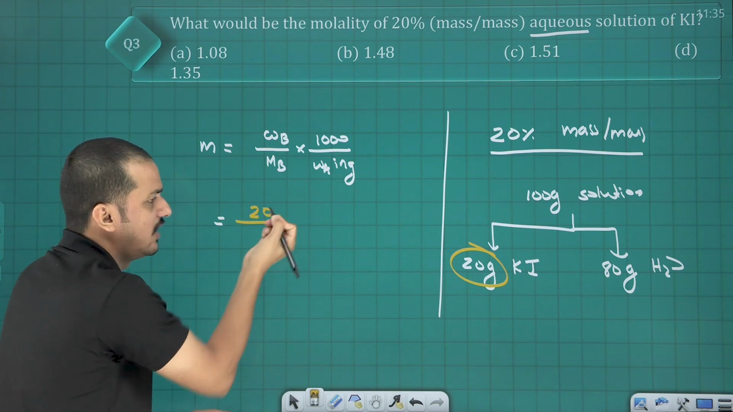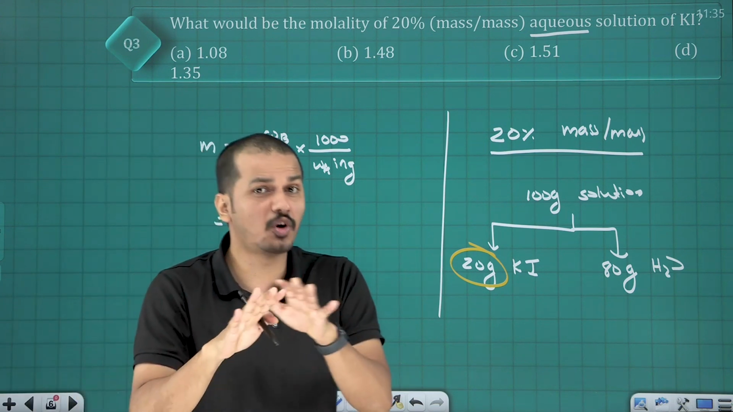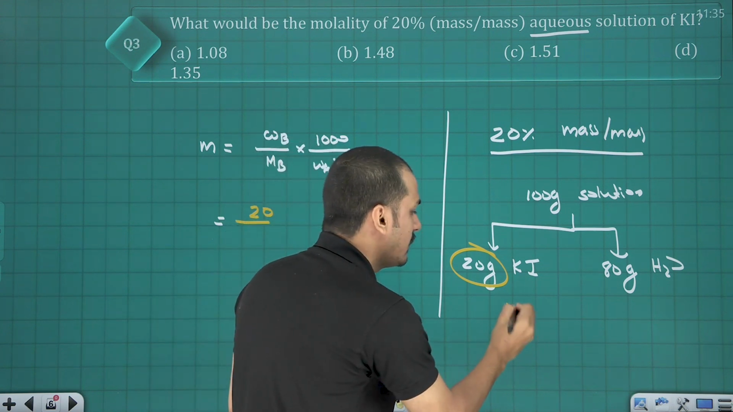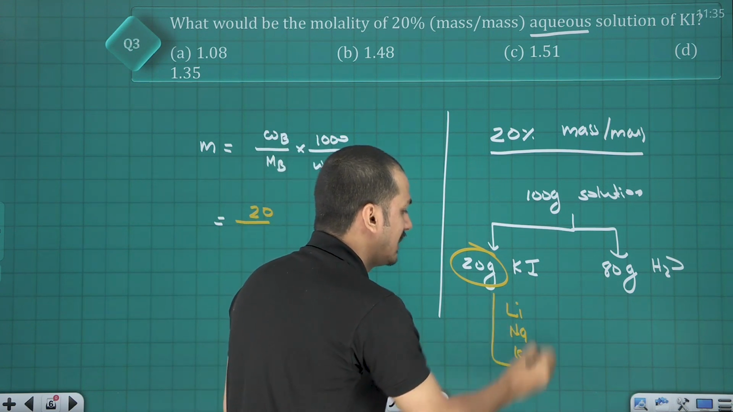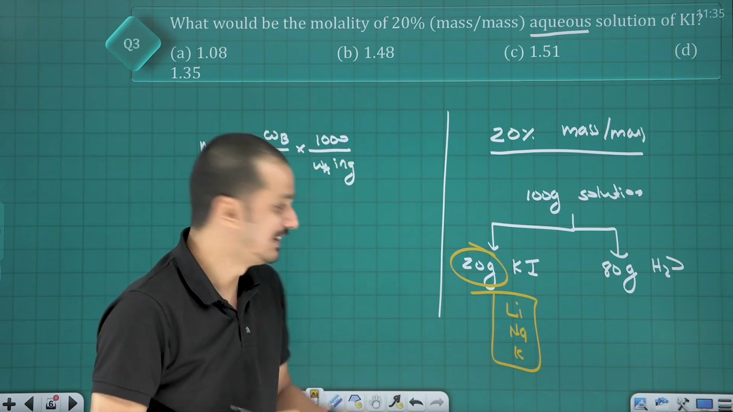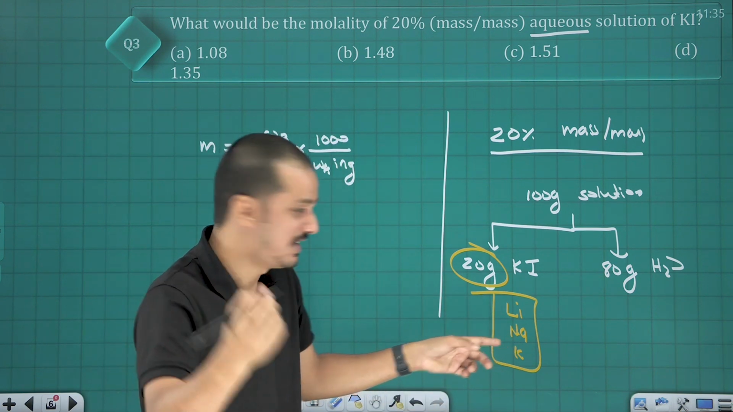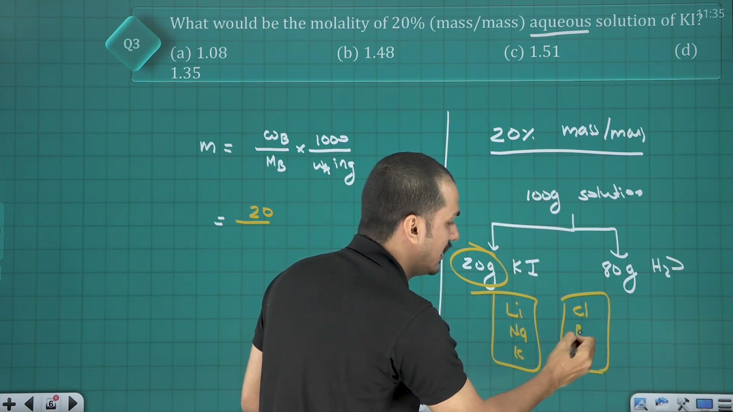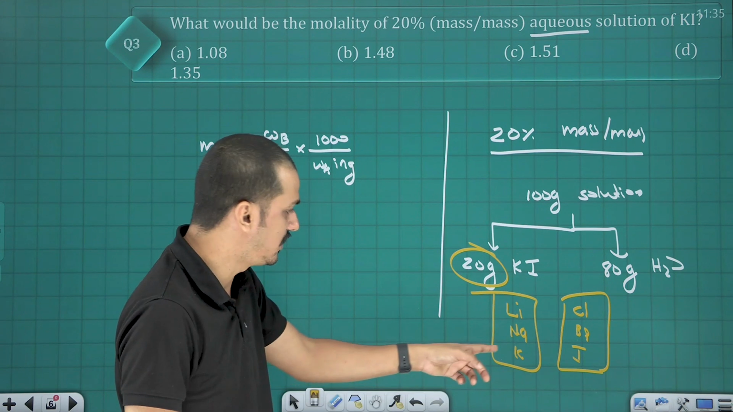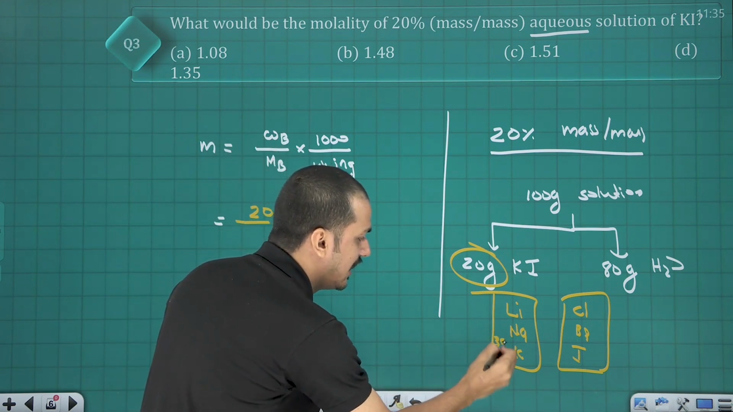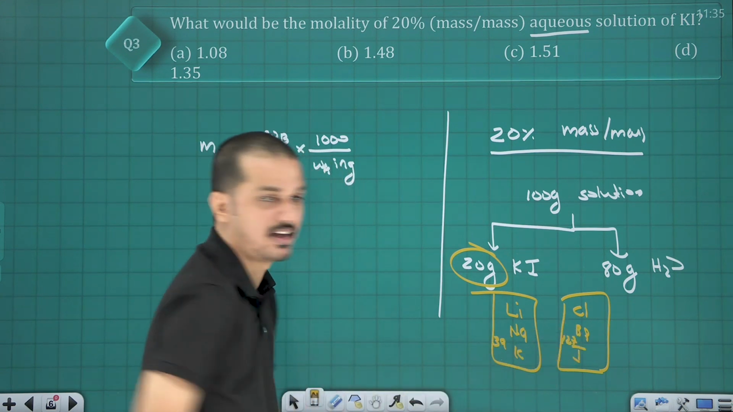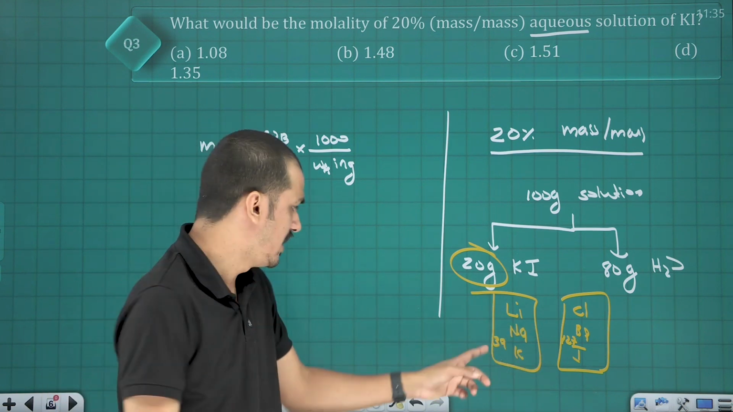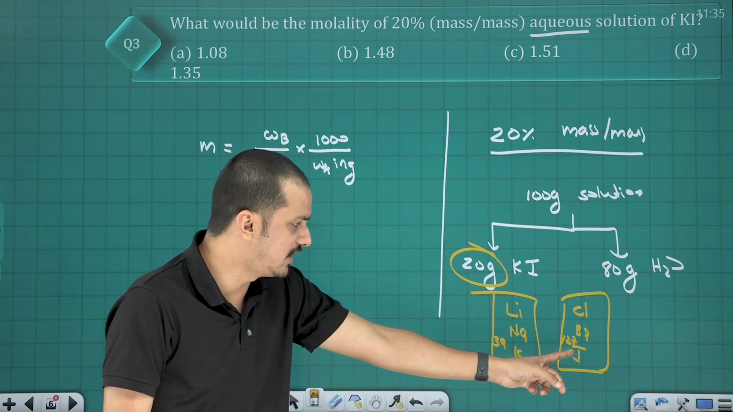20 divided by the molar mass of KI. They need not give that in the question. Why? Because you are already learning lithium, sodium, potassium as a triad, the Dobereiner triad. There you have to remember the masses. As well as chlorine, bromine, iodine. Anyhow, the mass of potassium is 39 and the mass of iodine is 127. You have to remember that. So they need not give that value.